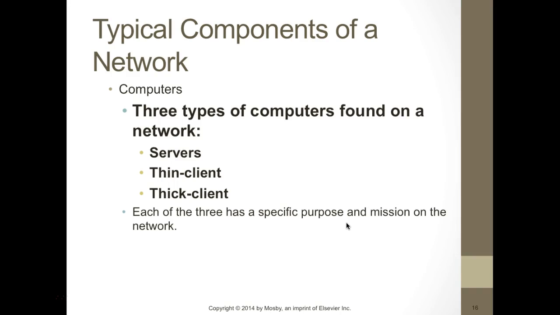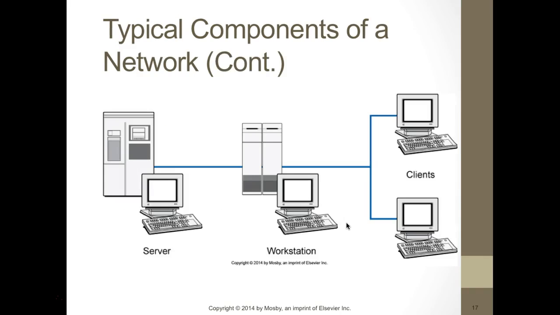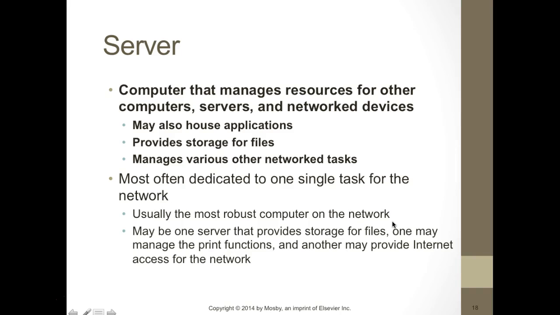Typical components of a network: there are three types of computers found on the network. There are servers, thin clients, and thick clients. Each of the three has a specific purpose and mission on the network, and you'll need to know what those are. If we look here, we have a server, and we have the workstation, and then we have clients. This will give you an idea of how it flows. The server manages resources for other computers, servers, or network devices.